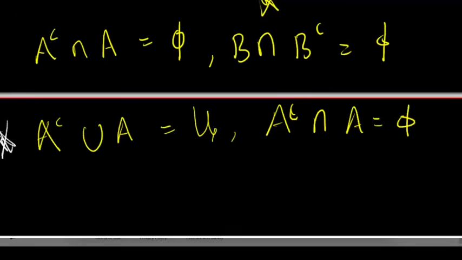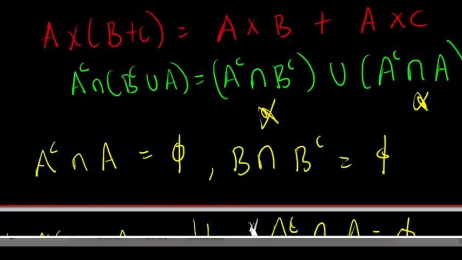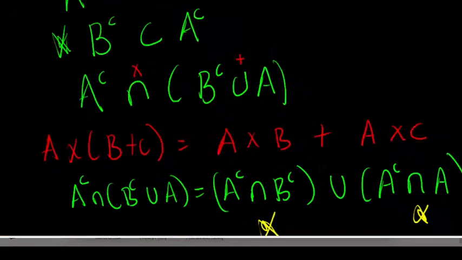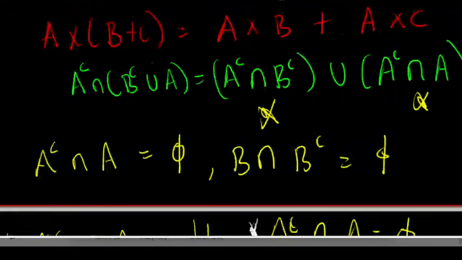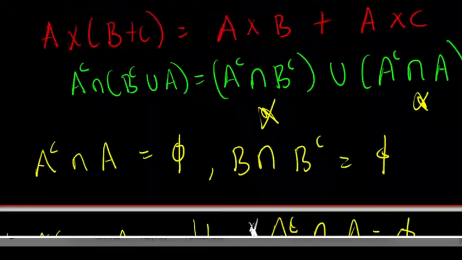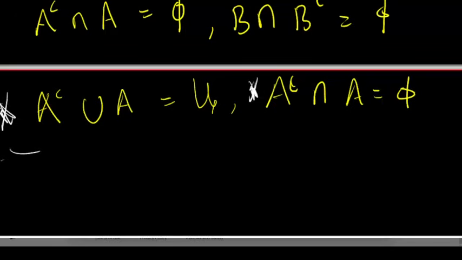They are very, very essential. If you really want to enjoy your exam, these two concepts are very, very essential. Now, moving on. Since A complement intersection A gives us an empty set, that means we are left with A complement intersection B complement. Now, another new concept to note.